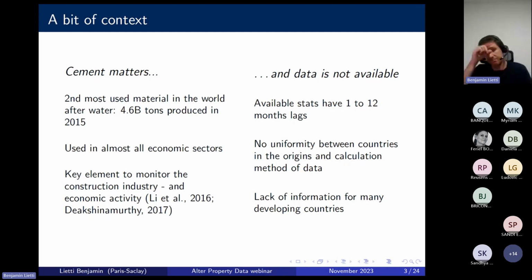But the data is most of the time not available. For developing countries, we can have official data, but with significant lags, so at least not in real time. And for most developing or emerging countries, we just don't have any data at all.